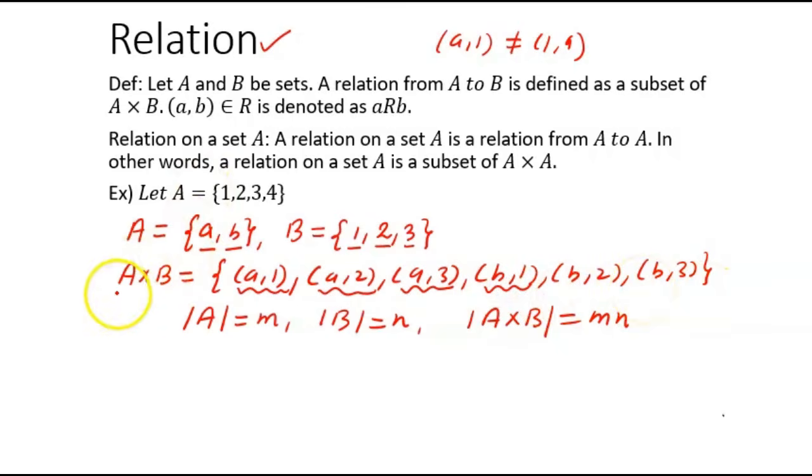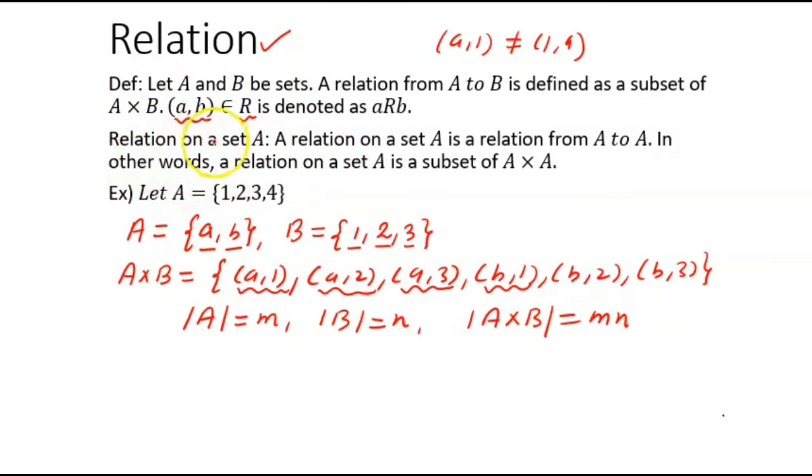Now when we are talking about a relation between A and B, it is a subset of A cross B. Look at the definition: let A and B be sets, then a relation from A to B is defined as a subset of A cross B. We denote that (a, b) belongs to R, and we also write it as a is related to b. This is how you define the relation between two sets.